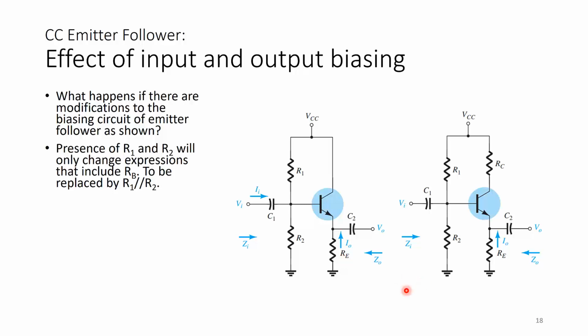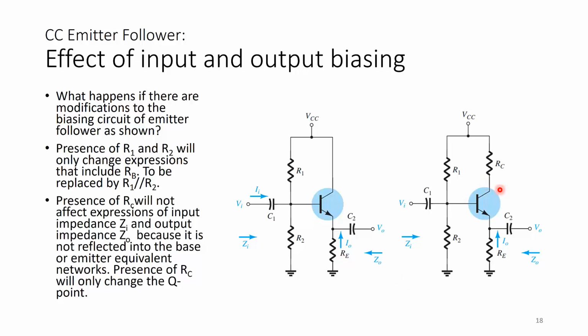And what happens if there is an RC here? Again, the presence of RC will not affect the expressions of input impedance Zin and output impedance Zout because it is not reflected into the base or emitter equivalent networks. Now, the presence of RC will only change the Q point but not the voltage gain. So we'll leave the emitter follower.